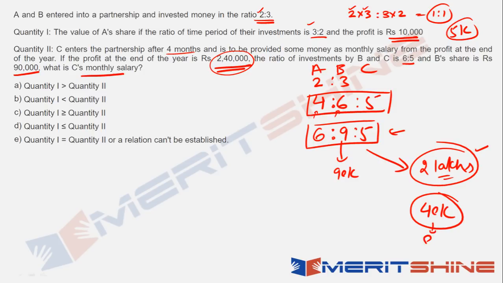So, this 40k was the amount that was given as salary to C, this guy C. Now, this 40k was given in 8 months. If this was given in 8 months, what would be the monthly salary? That would be 5k. This was 5k, this is 5k. It means that the two values are equal here, and the answer would be option E.